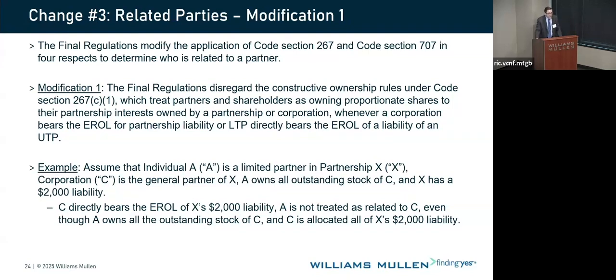So an easy example of this would be assuming that individual A is a limited partner in partnership X. Corporation C is the general partner of partnership X. A owns all the outstanding stock of the general partner C, and partnership X has a $2,000 liability. So although the final regulations with this modification effectively say that C as the general partner bears the economic risk of loss of the $2,000 liability, and although A wholly owns C, it's not treated as related to C. Instead, C is allocated all of X's $2,000 liability, not A.